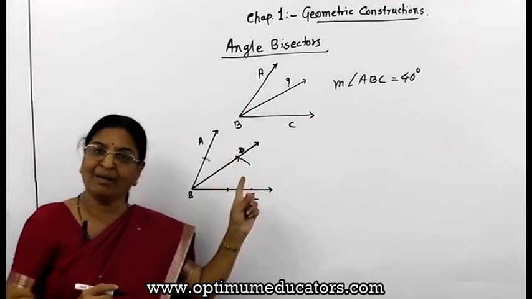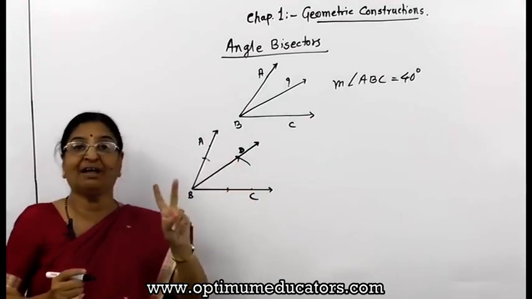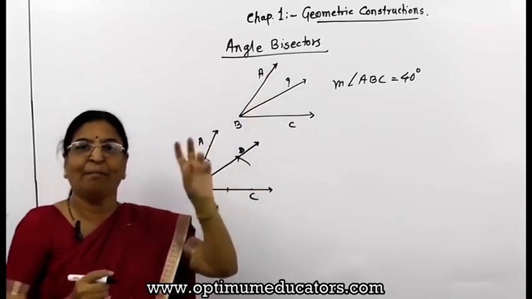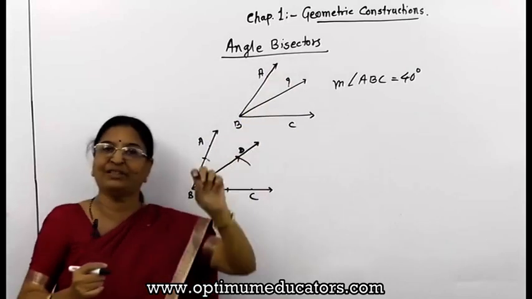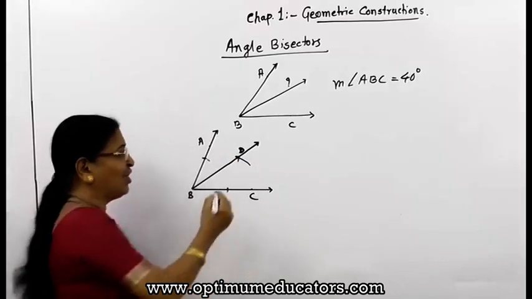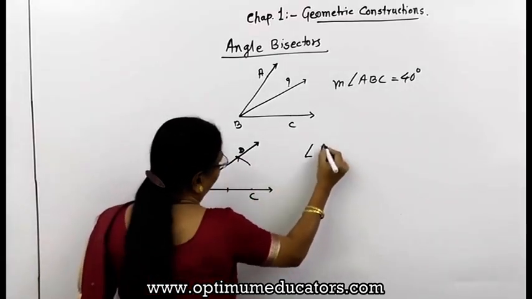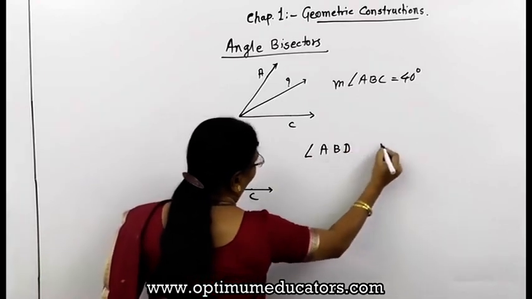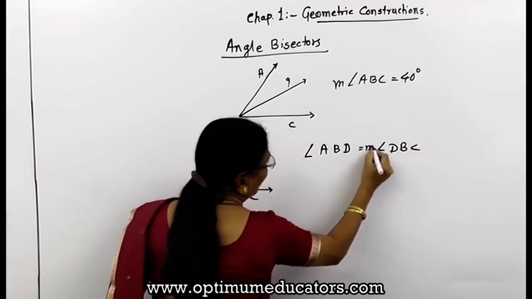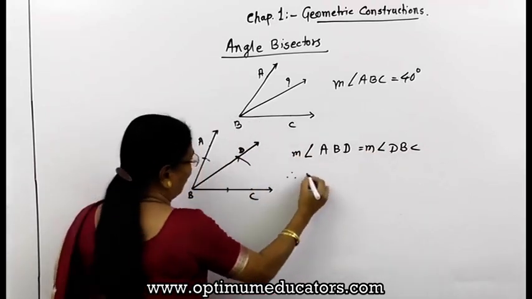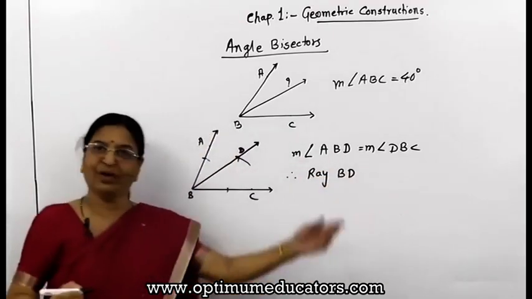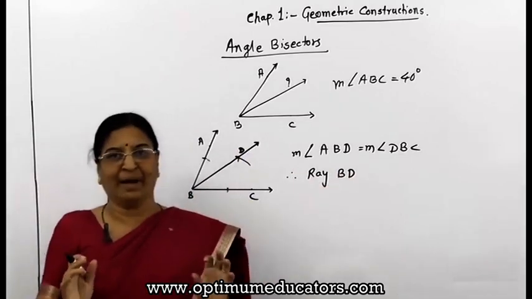See, this is my angle bisector, and what does it mean? This angle bisector makes 2 equal parts. The word bisector itself describes it: bi means 2 and sector means section. So this ray is making 2 sections of the angle. Which are they? Angle ABD and of course angle DBC. The measures of these 2 angles are equal, and so we call ray BD an angle bisector. This is how we can draw the angle bisector.